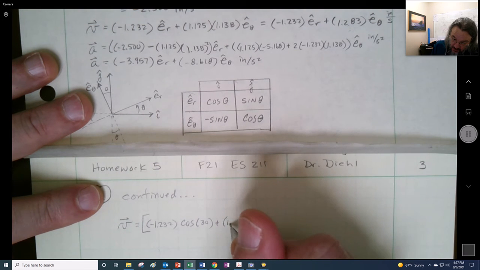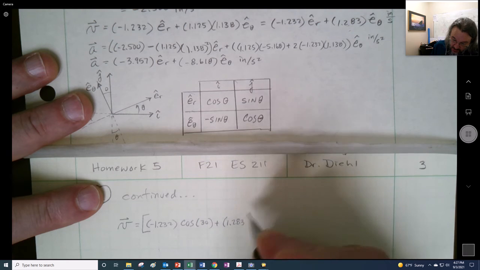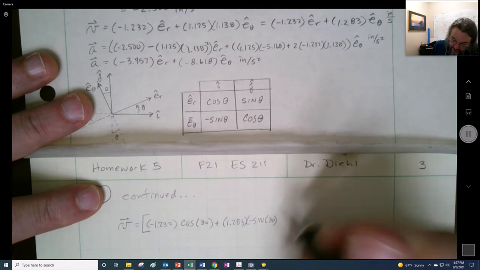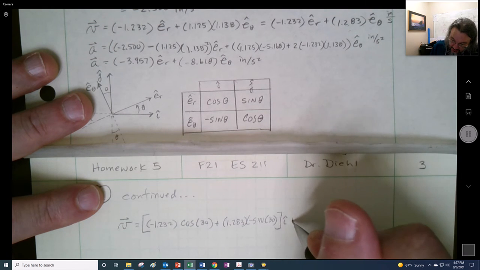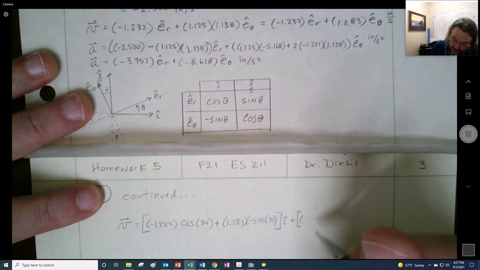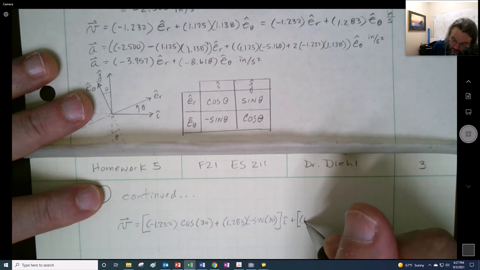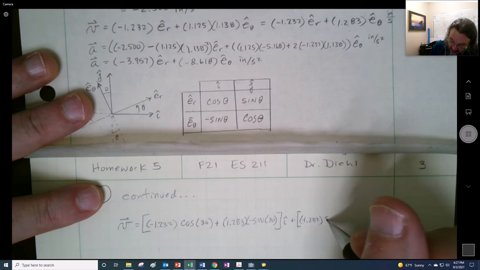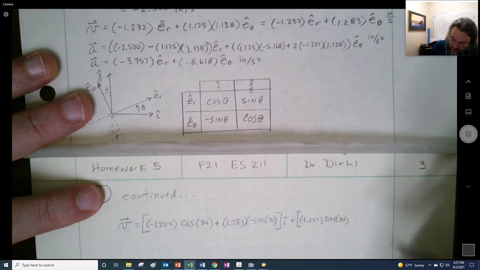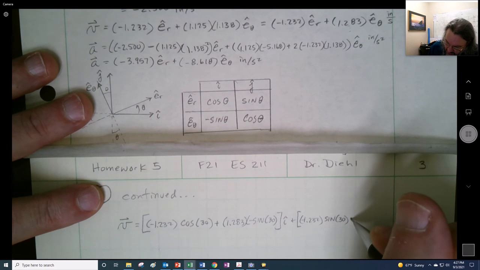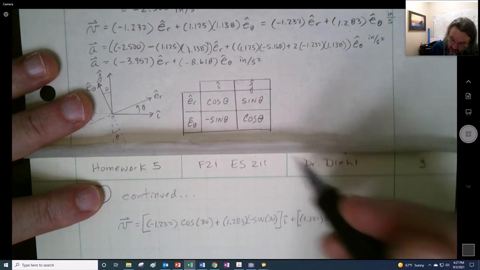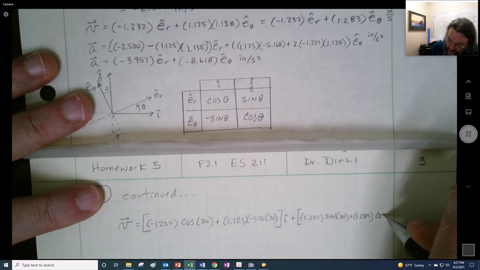So we'll have 1.283 times the negative sine of 30 I, and then I had negative 1.232 times the positive sine of 30. I'm going to run out of room again. Plus our 1.283 times the cosine of 30 J.